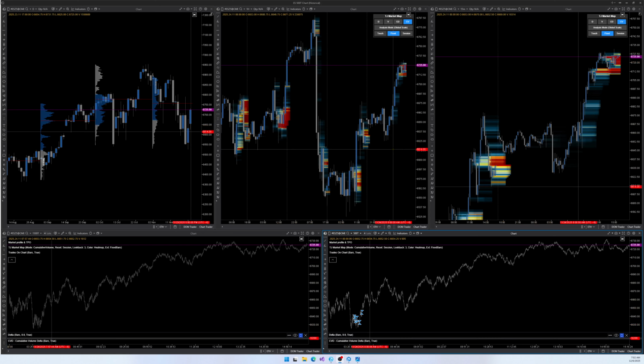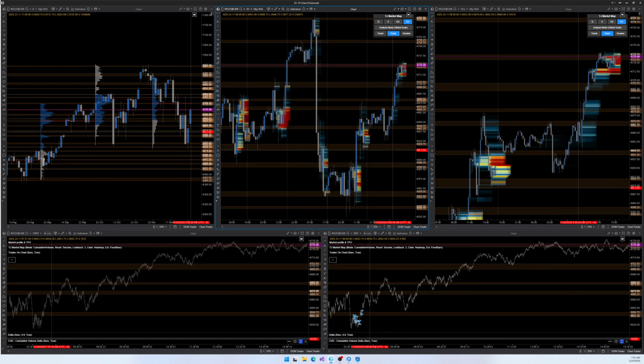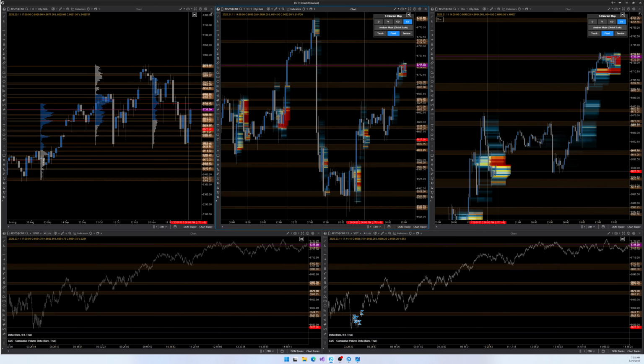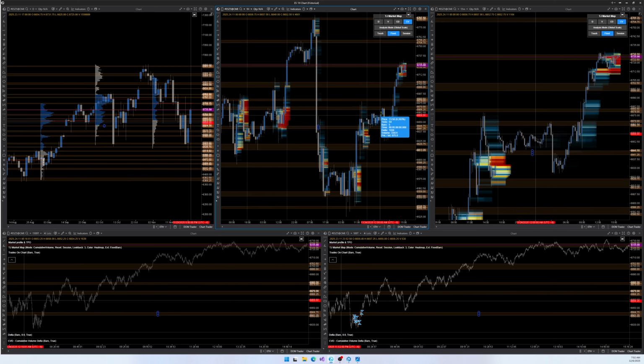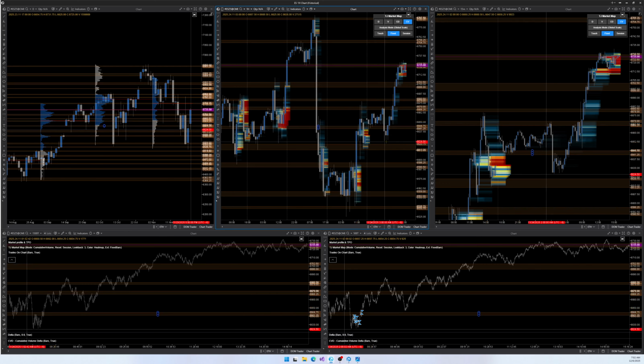Now looking at the locations which we defined in the last review, we defined them here at that point, and we see here on the hourly chart it went nicely up. That's about 80 ticks, then it went nicely down.